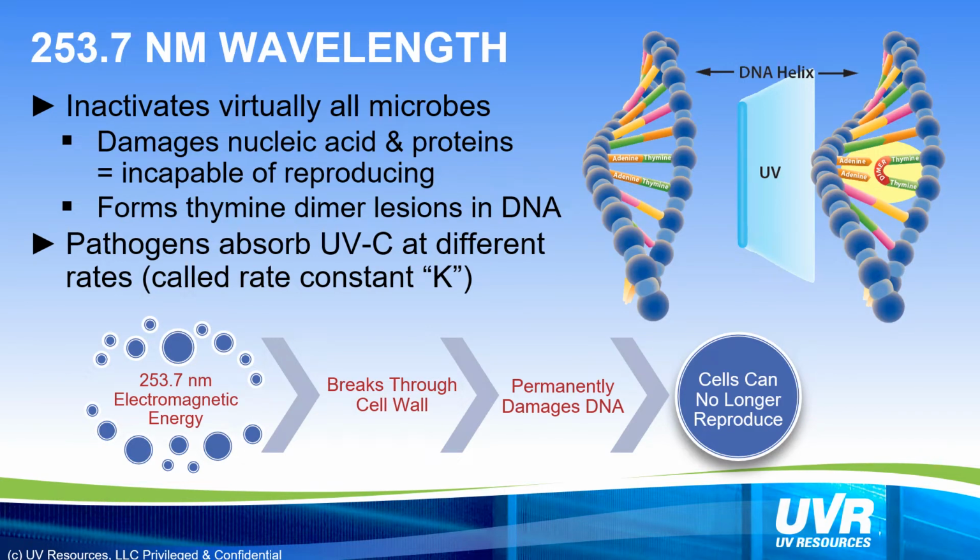Germicidal energy strikes a microbe cell wall and alters the cell's genetic material. Through a process known as photodimerization, UVC energy damages a cell's nucleic acids and protein structure, which causes 2 consecutive bases to bind together, forming a dimer lesion. You can see this illustrated in the yellow highlight on the right DNA helix. So, the 253.7 wavelength breaks through the cell wall, permanently damaging the cell DNA or RNA. Without this genetic code, microbes can no longer reproduce and are rendered harmless.